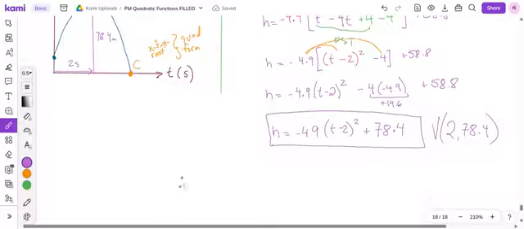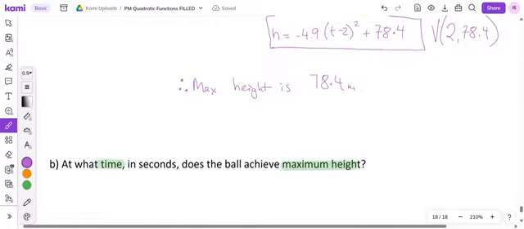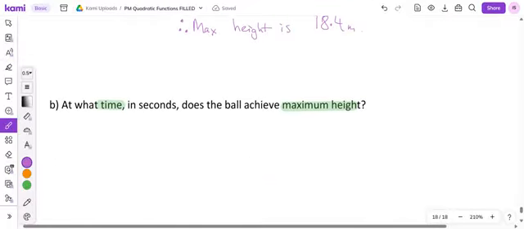So we can say, okay, for A, they're just asking for max height. Max height is 78.4 meters. And question B, at what time in seconds does the ball achieve max height? We don't even have to do any math. We can just write max height is achieved at time equals 2 seconds. Right? We've done the work in part A.